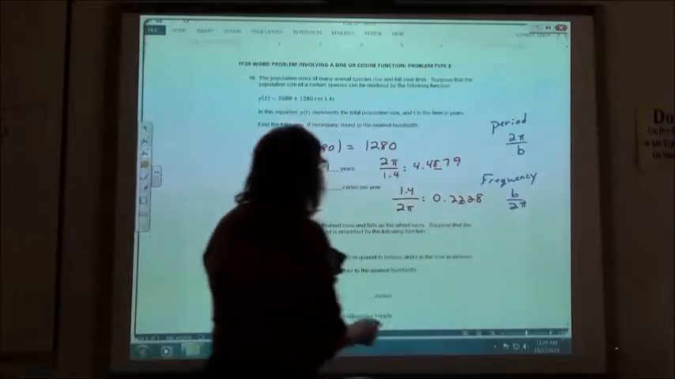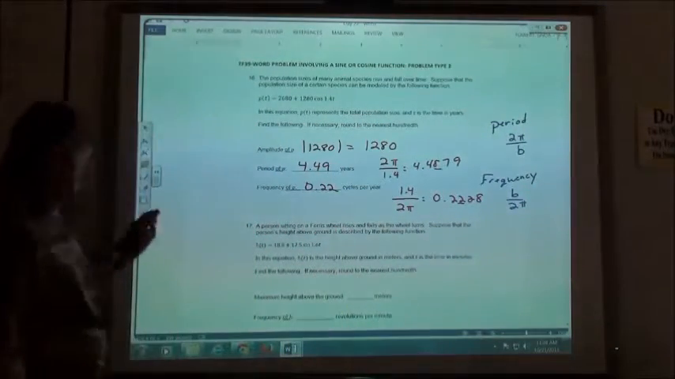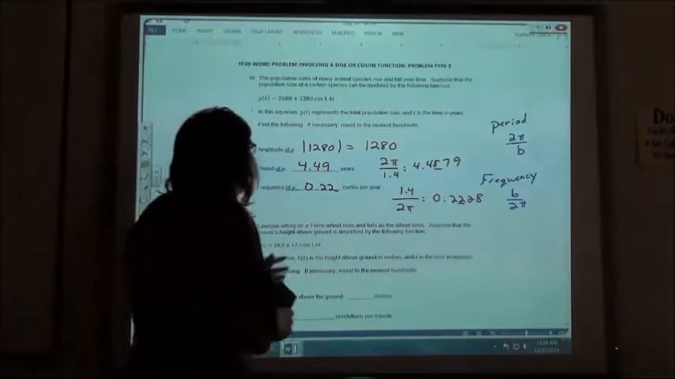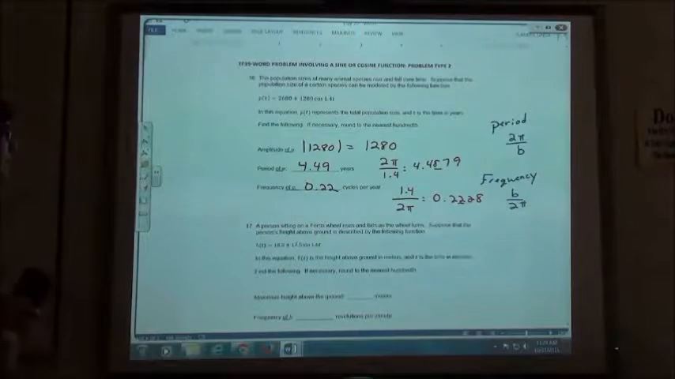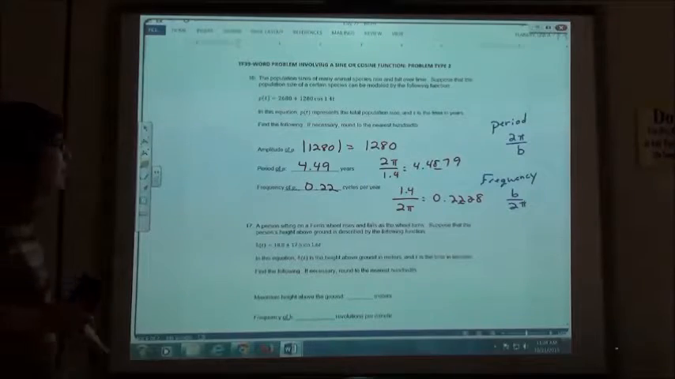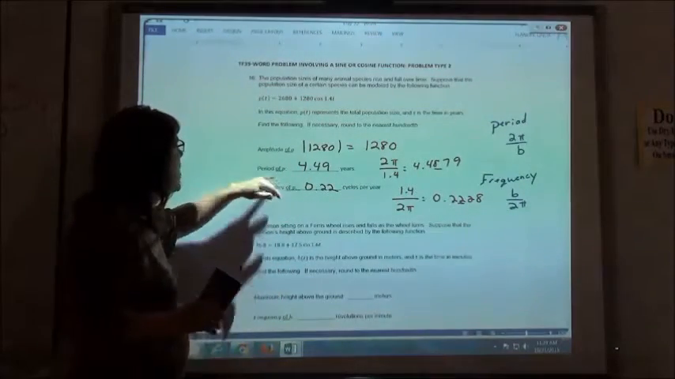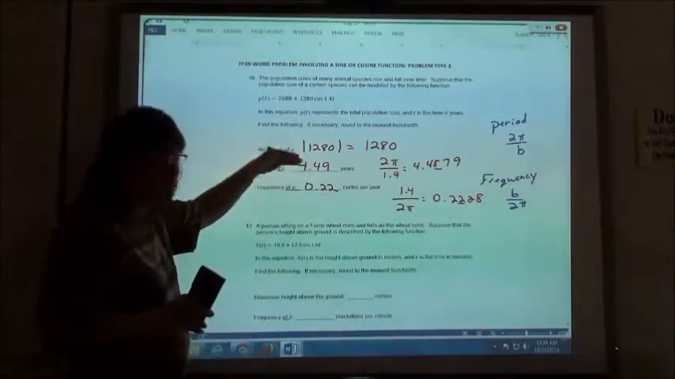And so I get 0.2228, rounding to the nearest hundredth, I have 0.22 cycles a year. In other words, it does about 1/5 of a cycle every year. It takes about 5 years to do one whole cycle then. So, amplitude, again we get from the A value, period 2 pi over b, frequency b over 2 pi.